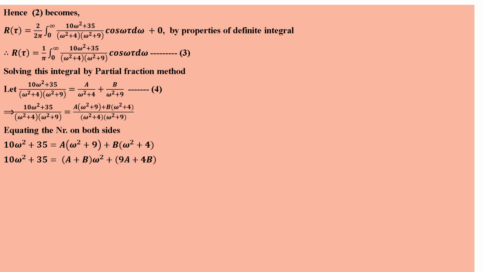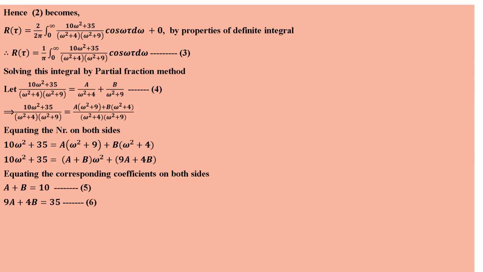So omega square coefficient in left hand side is 10, in the right hand side a plus b. So we will get the first equation, a plus b equal to 10. Then left hand side constant term 35, and the right hand side constant term 9a plus 4b. So the next equation, 9a plus 4b equal to 35. Equation number 5 and 6. We are going to solve 5 and 6 to find a and b.